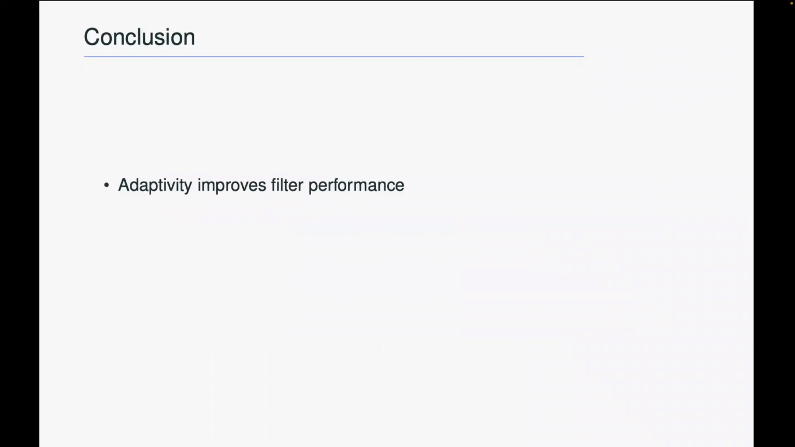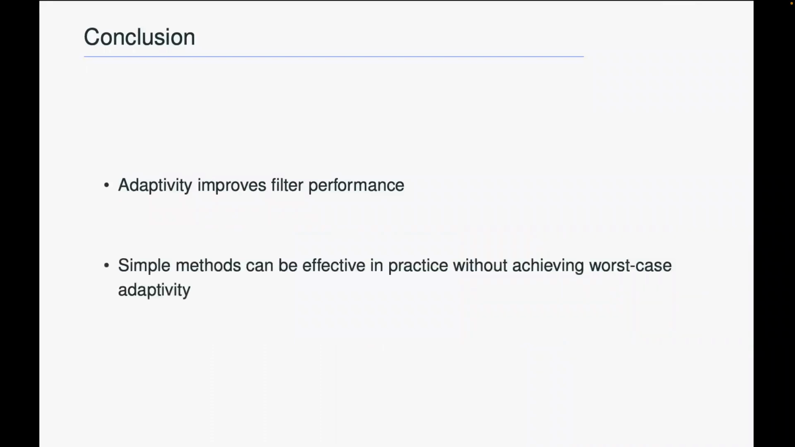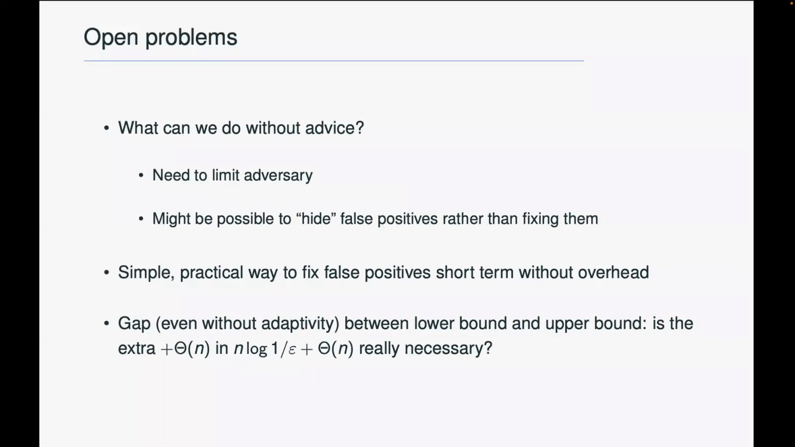So adaptivity can help us by improving filter performance. And simple methods can be effective in practice, even if they fall short of worst case adaptivity. So a couple of open problems. One thing is, what can we do without advice? So we can't be adaptive. We can't even really fix a false positive very well.